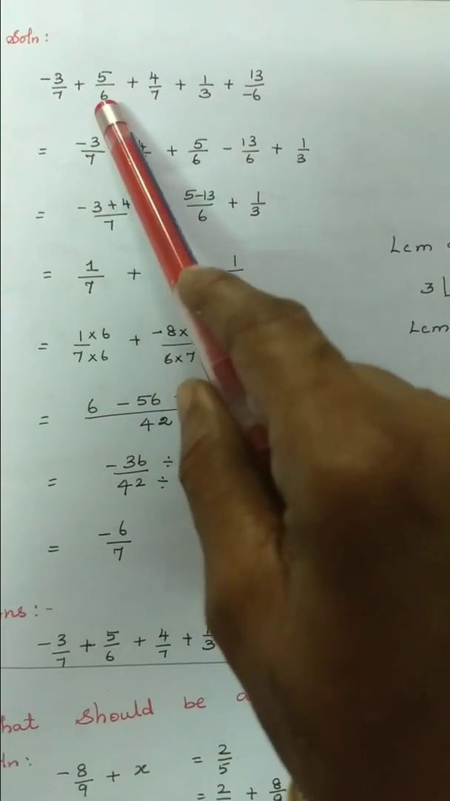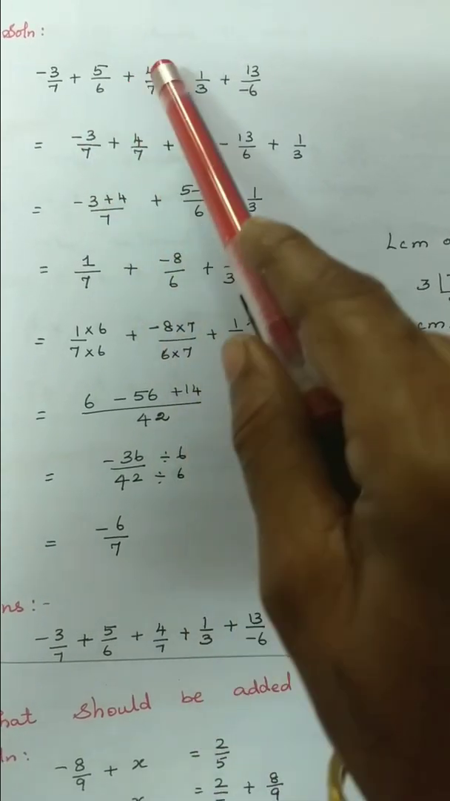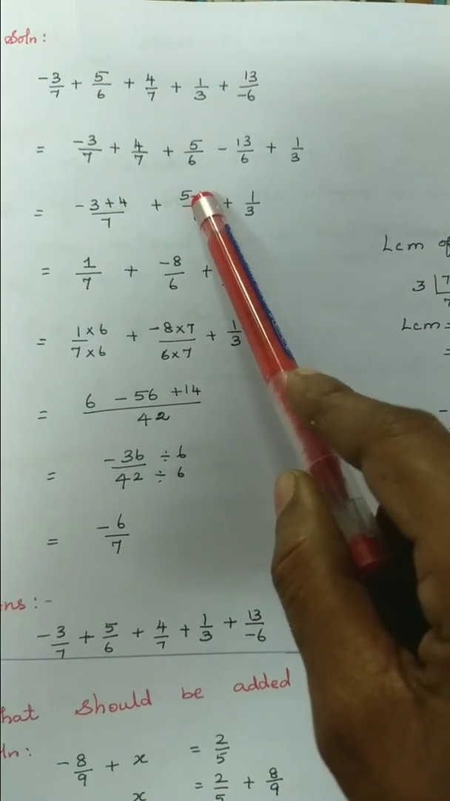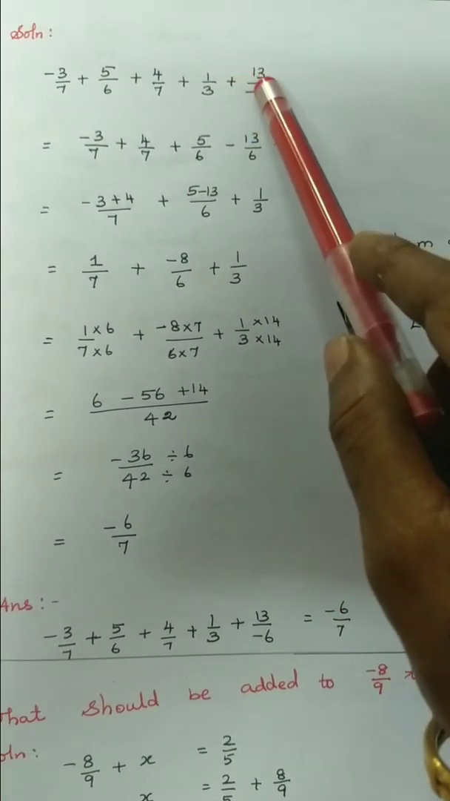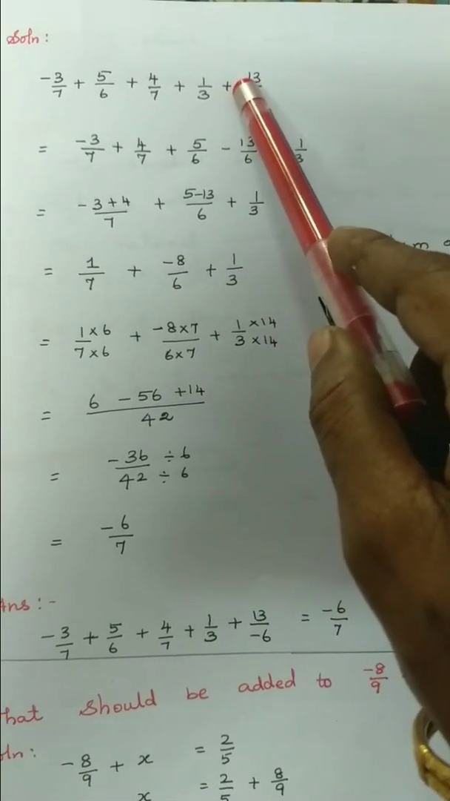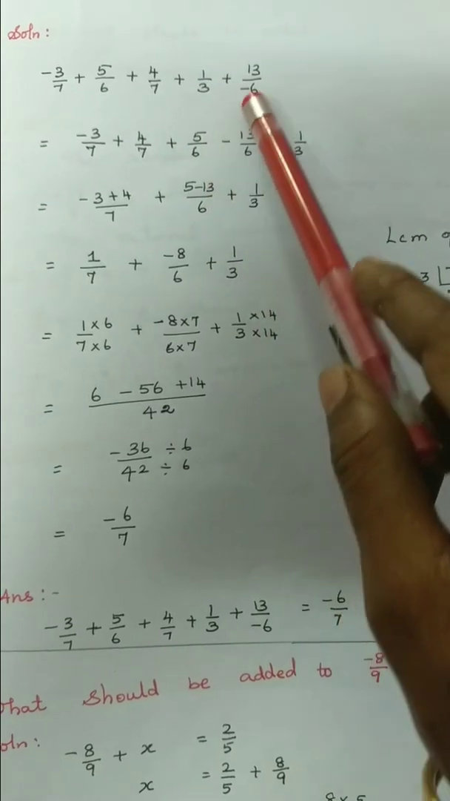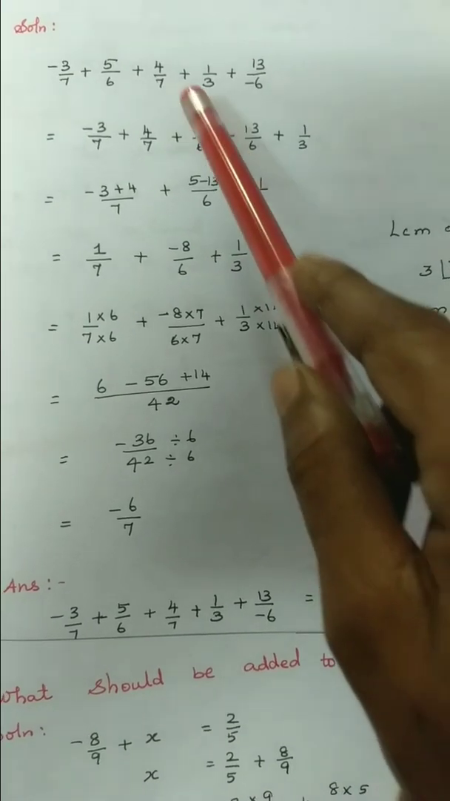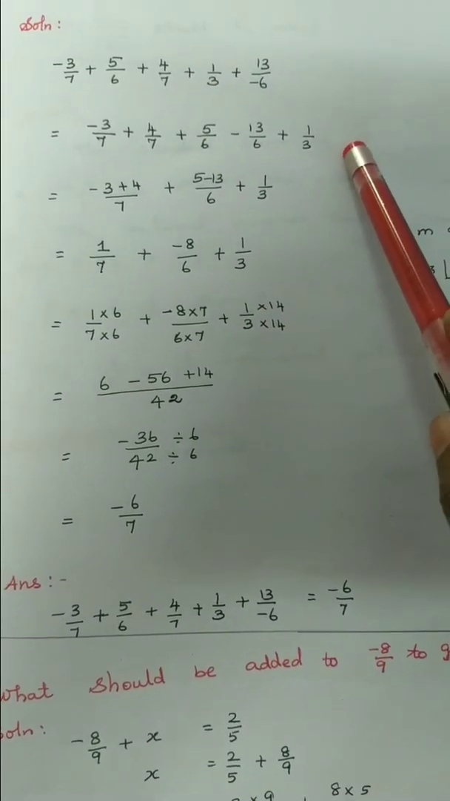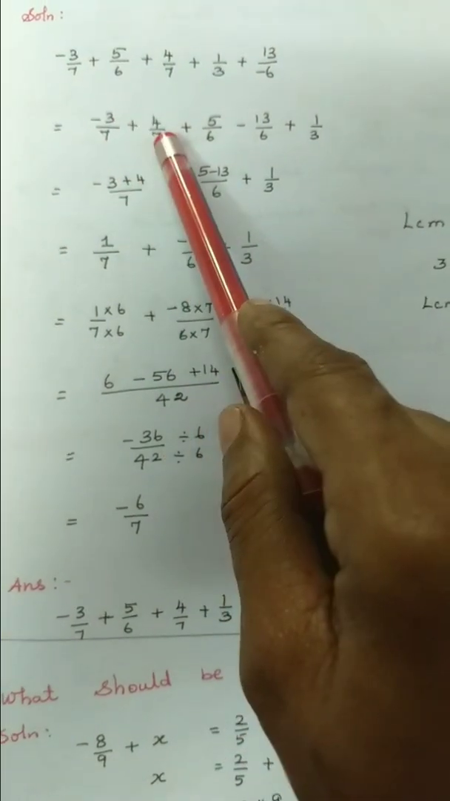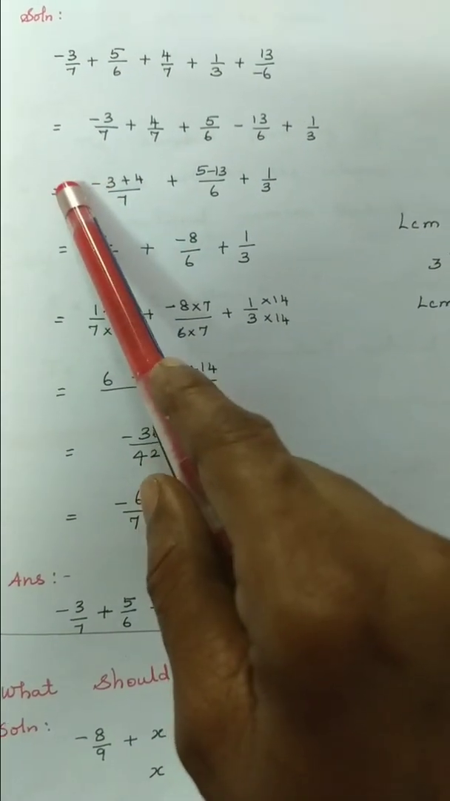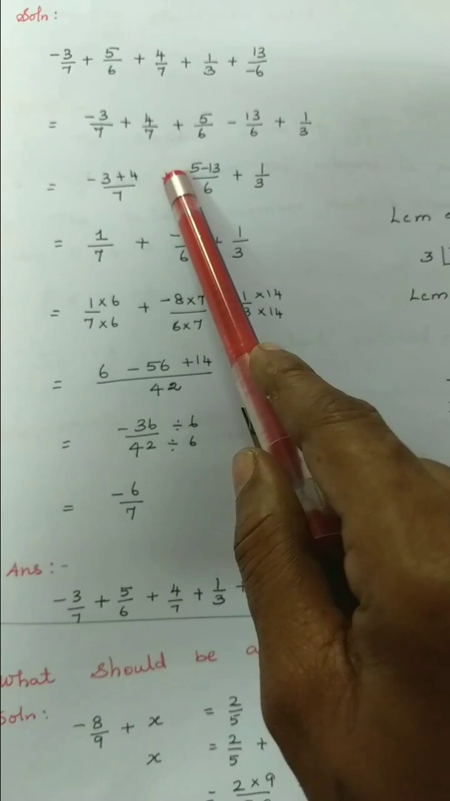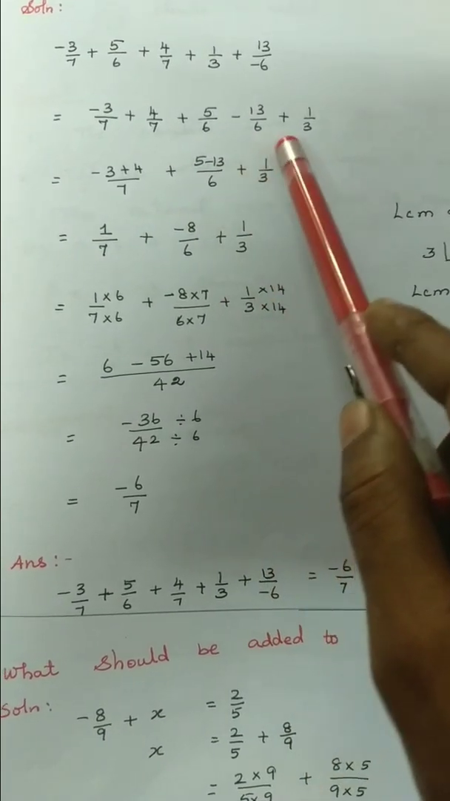So, bringing together: minus 3 by 7 plus 4 by 7 plus 5 by 6, minus, we have to bring always the denominator positive. So, bring the negative to the numerator. So minus 13 by 6. Then 1 by 3. Okay. Now here the denominators are same. We can add the numerator. Minus 3 plus 4, plus these two denominators are same. So 5 minus 13 by 6 plus 1 by 3.